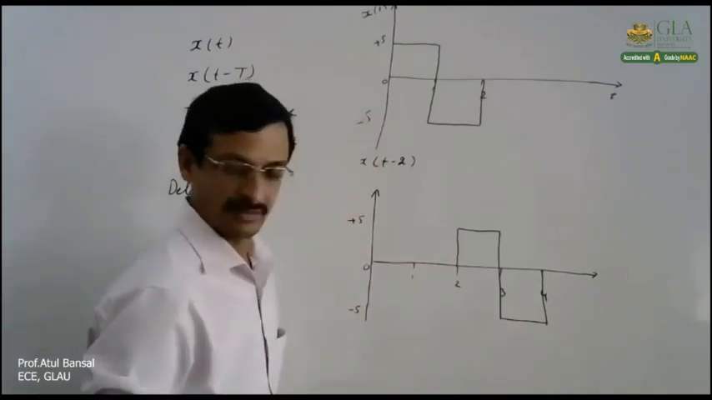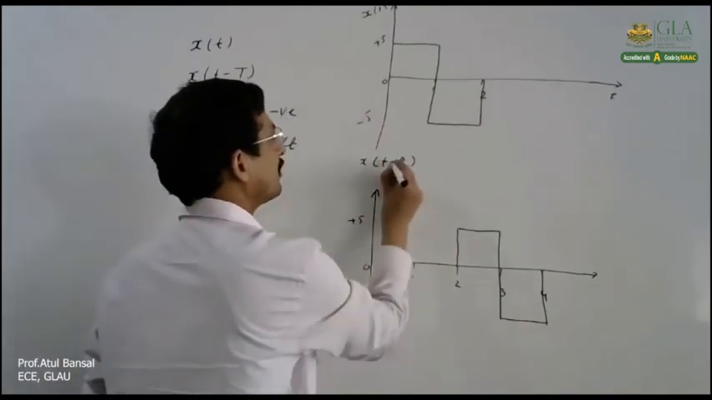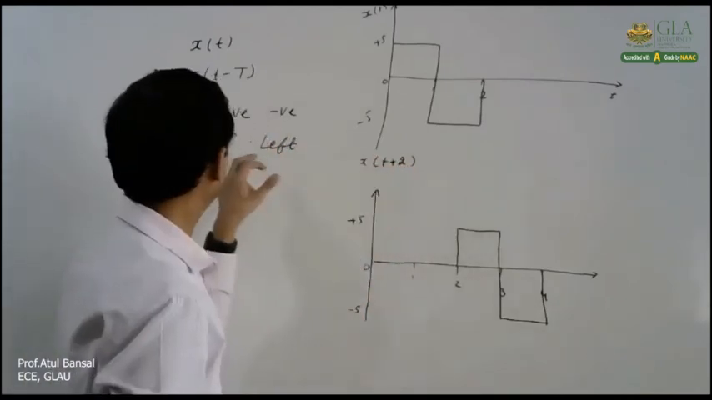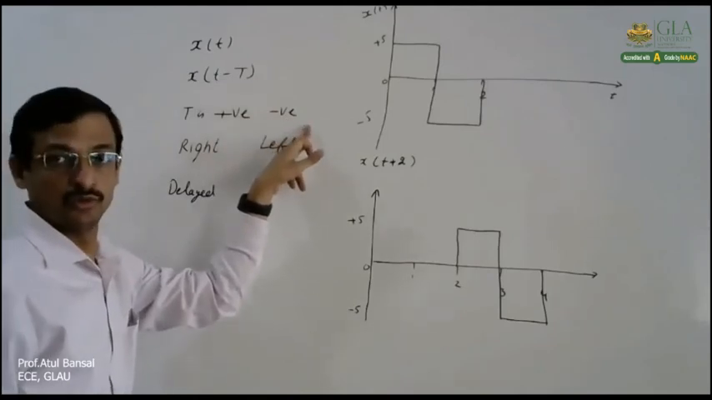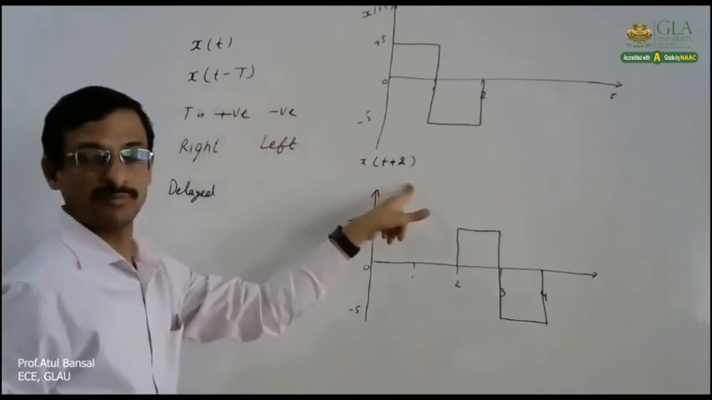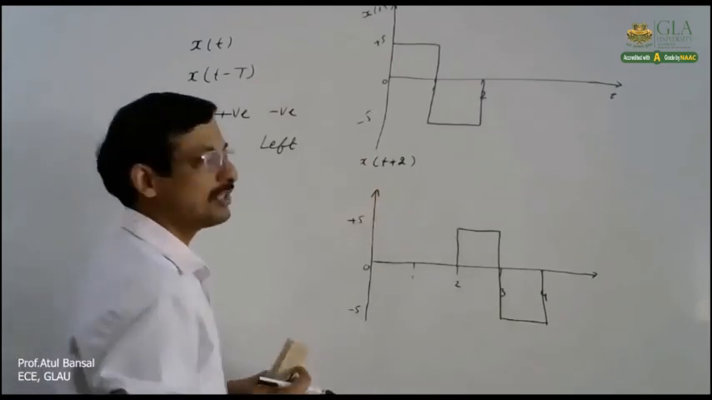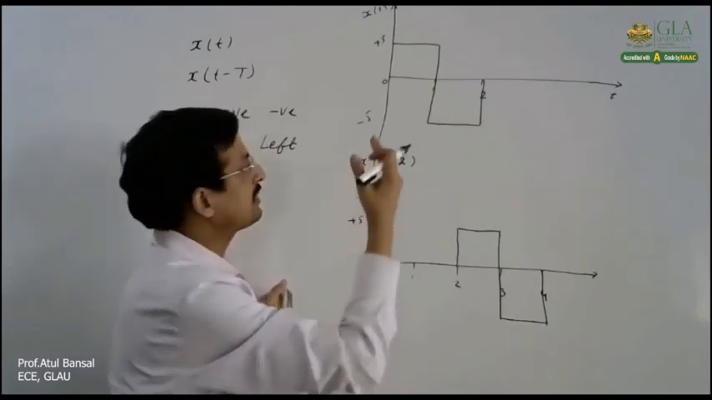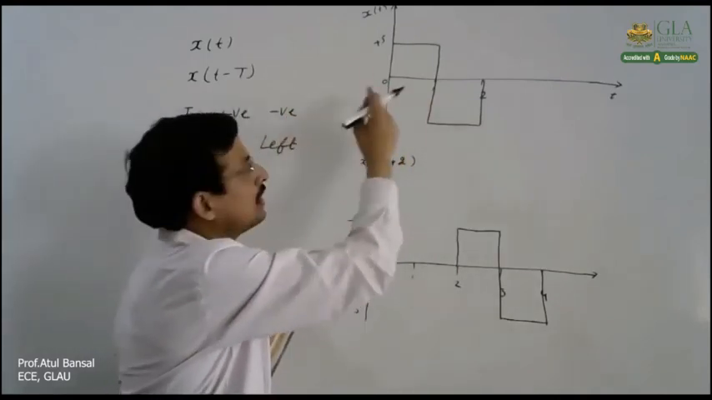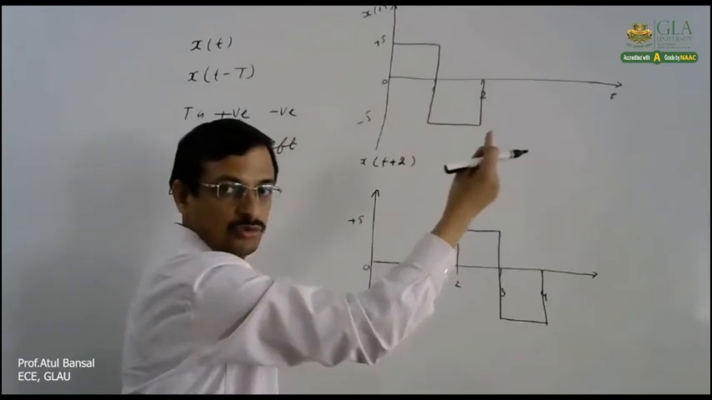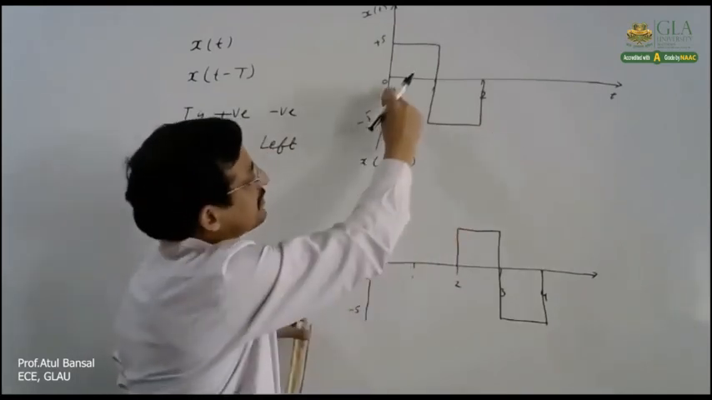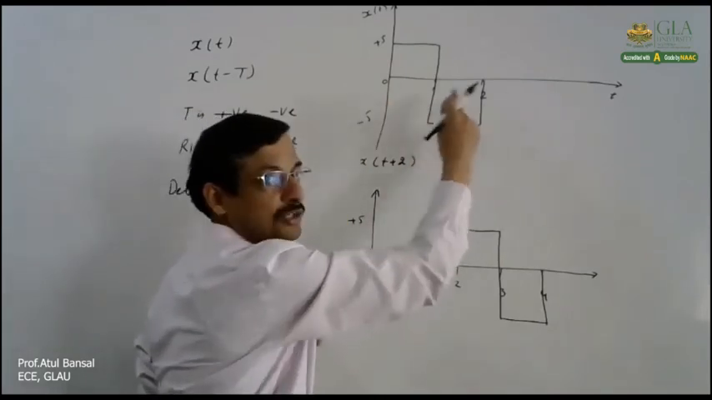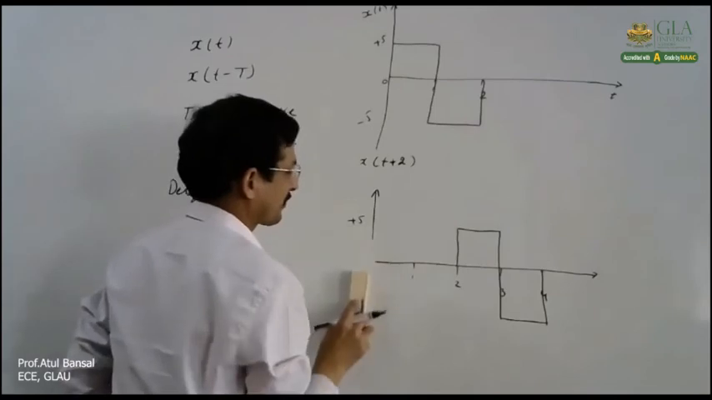Now let us take another example. When it is x of t plus 2, what will happen? Plus 2 means this capital T is negative, minus 2, then only this will become t plus 2. So capital T value is minus 2. Now again the shifting will happen: 0 plus capital T, so 0 plus minus 2. That means this will get shifted to minus 2. 1 plus capital T, 1 minus 2, will be minus 1. So whatever is at 0 will go to minus 2, whatever is at 1 will come at minus 1, and whatever is at 2 will come at 0.